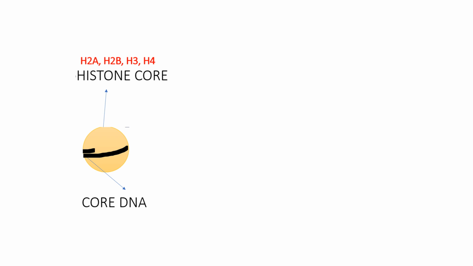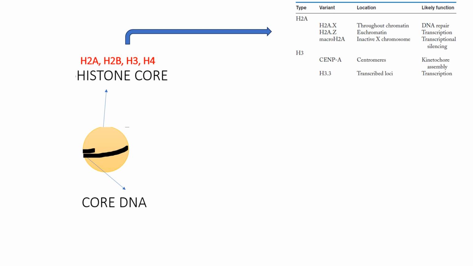In addition to the four conventional core histones, several alternate versions of H2A and H3 are also synthesized in most cells. They have specialized functions. For example, a variant of H3, CENP-A, is present in centromeres and is involved in kinetochore assembly.